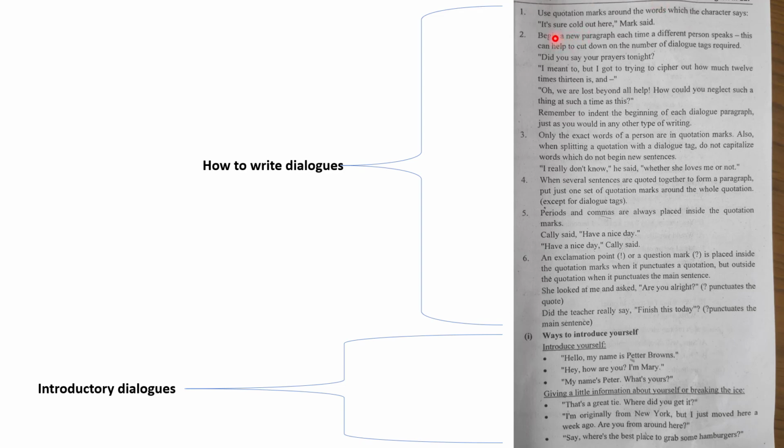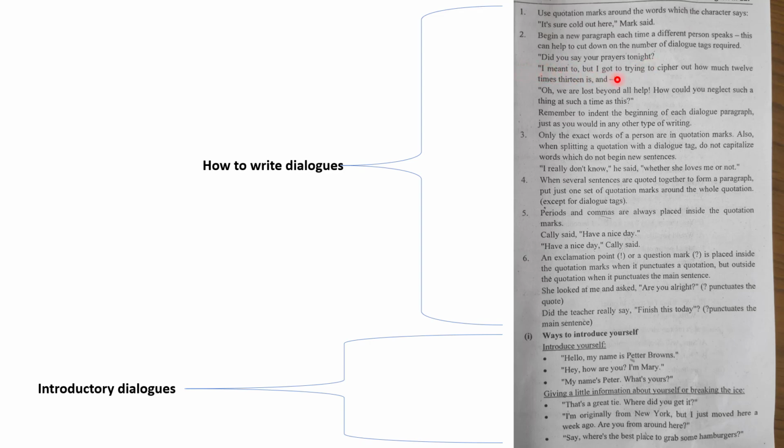The second thing is begin a new paragraph each time a different person speaks. This can help to cut down the number of dialogue tags required. For example, you can see here a certain conversation between two persons, I suppose. The first one says, "Did you say your prayer tonight?"